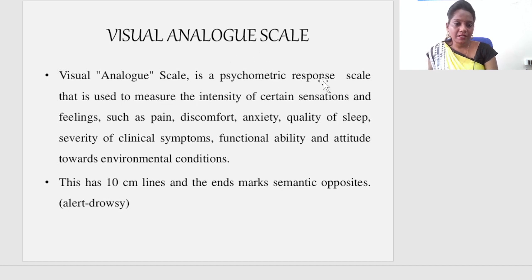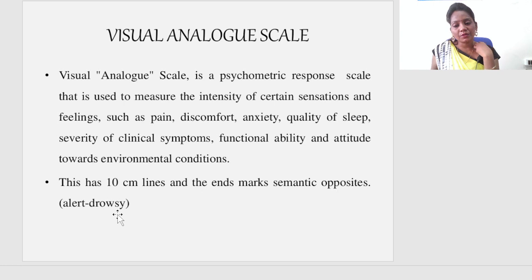So psychometric response, the scale that is used to measure the intensity of certain sensations and feelings such as pain, discomfort, anxiety, quality of sleep, severity of clinical symptoms, functional ability and attitude towards the environmental conditions. This has 10 centimeter lines and ends marked with semantic opposites, alert or drowsy.